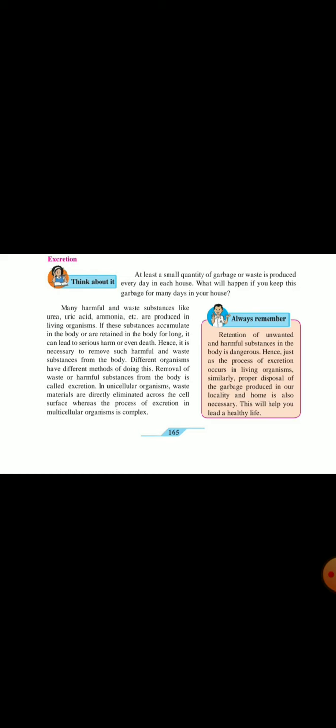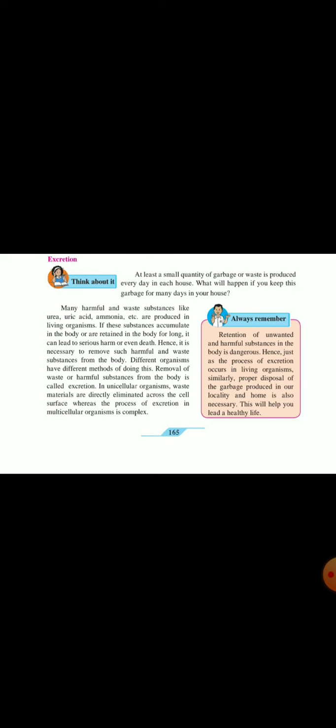Now, many harmful and waste substances like urea, uric acid, ammonia, etc. are produced in living organisms. You can underline urea, uric acid, and ammonia.